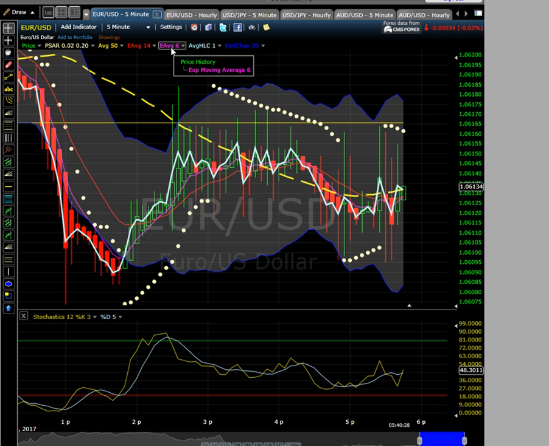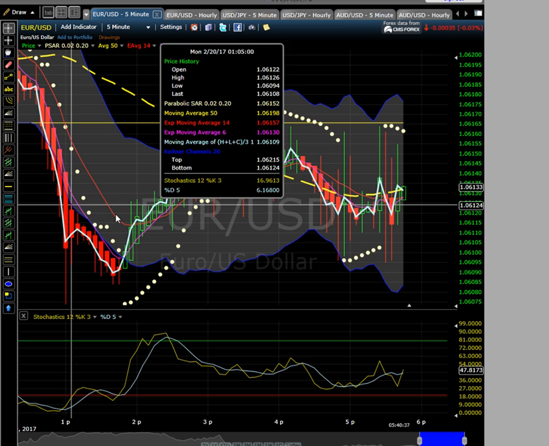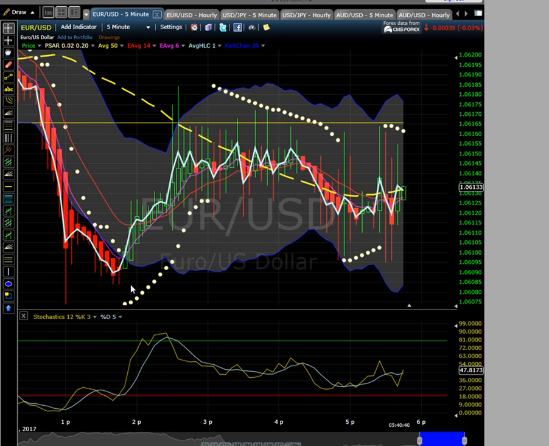I forgot to mention this, but this 14 is an exponential moving average as well. But the EMA 6, I really just use for crossing over. So when I see that the price crosses over the EMA 6, usually it's a sign to me that a new parabolic SAR either is about to come in, or that the trend direction is about to change. So right here, you'll see this purple EMA 6, right?